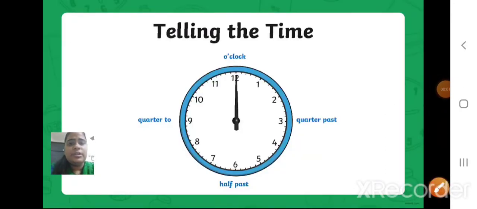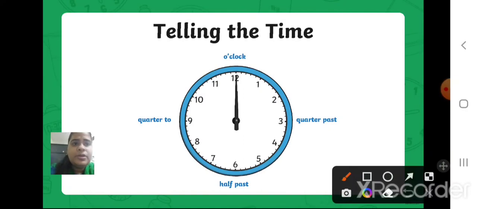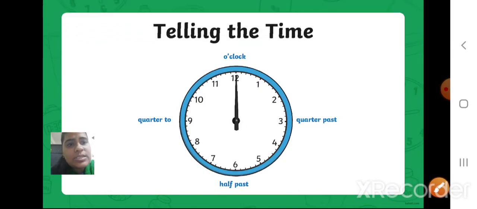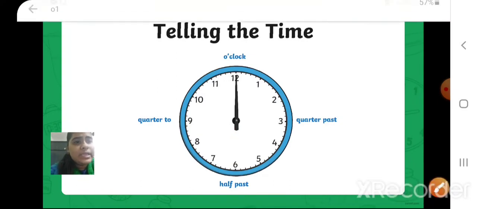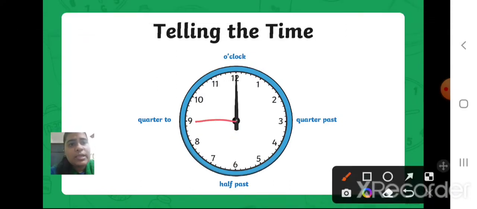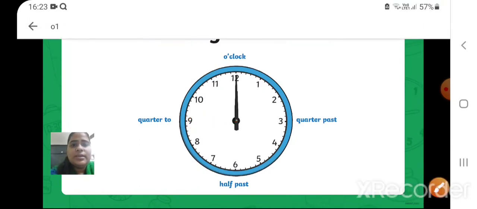Children, in short, if you have to remember, you can remember this way. If the minute hand is on 12, both the hour hand and the minute hand are on 12, it is o'clock. If the minute hand is on 3, then it is quarter past. If the minute hand is on 6, then it will be half past. And if the minute hand is on 9, it will be quarter to. So this way you can remember.